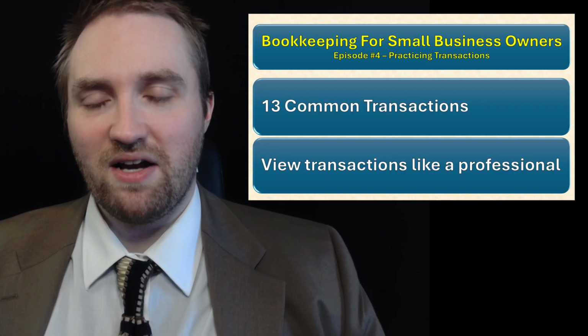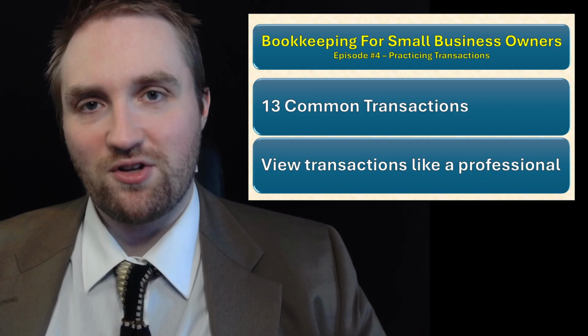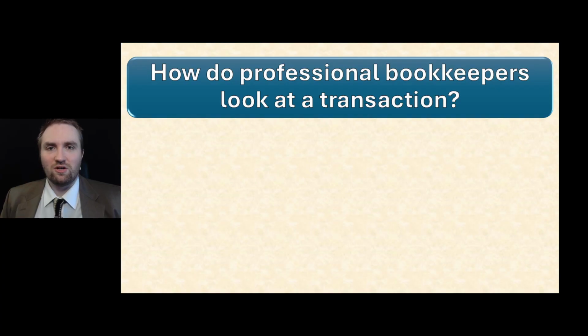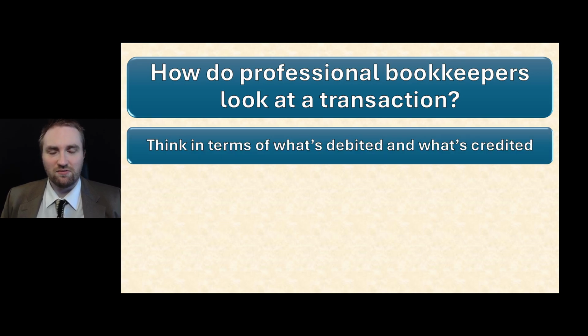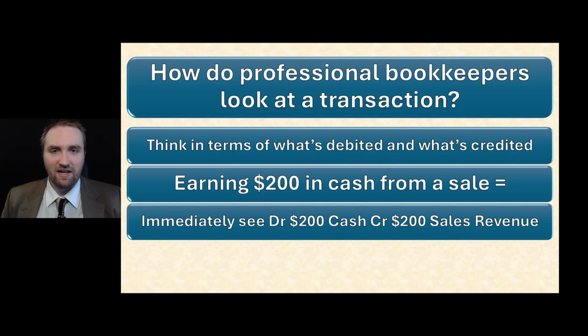That said, my goal with this episode is to get you to start looking at transactions the same way a professional bookkeeper would look at them. So, starting there, how do professional bookkeepers look at transactions? Professional bookkeepers look at transactions through the lens of debits and credits. Your instinct will be to try and find which accounts are debited and which accounts are credited right away. For example, in episode 3, Cookies Galore received $200 in cash for their cookies. A professional bookkeeper looks at that and immediately sees it as debit cash $200 and credit sales revenue $200.